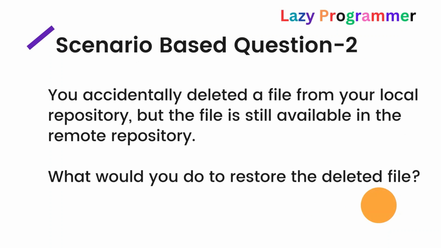the file is still available in the remote repository. What would you do to restore that deleted file? So in this case, you should use the git checkout command to restore the deleted file from the remote repository. Specifically, we can run git checkout remote branch name -- file path name. It will copy the file from the remote repository to the local repository. After that, we can commit the changes to restore the file in the local repository as well.